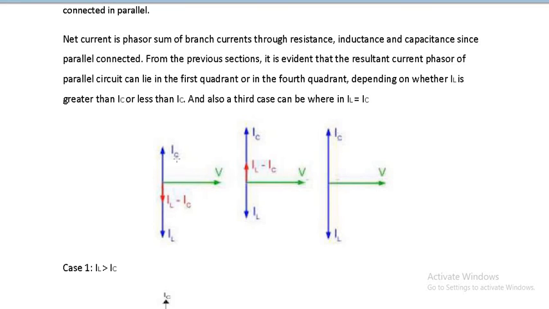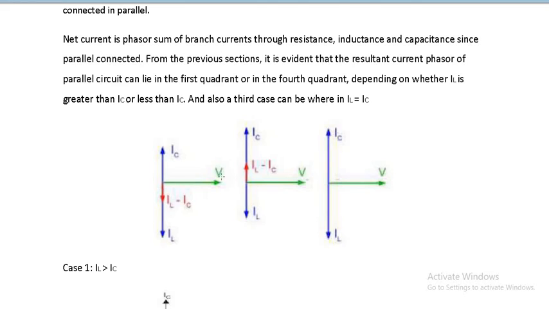Why is IC drawn like this? This is IC and this is V. You can see over here IL is drawn down, okay, because in the inductive circuit current is lagging, and in the capacitive circuit current is leading. Okay, so always, as I said, the phases are measured in the anti-clockwise sense. So in the anti-clockwise sense, the inductive current has to lag behind and the capacitive current has to lead ahead.